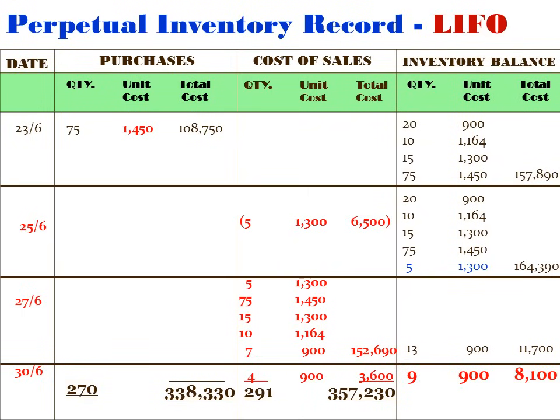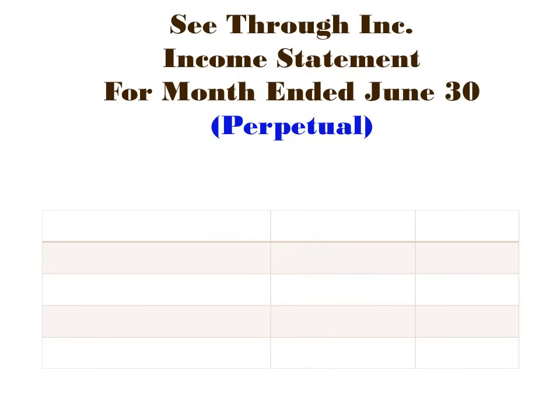Remember, the requirement of part two is to calculate the gross profit. Gross profit is sales revenue minus cost of goods sold. So here we already have cost of goods sold of $357,230. So let's now go to our income statement. Remember that headings are very, very important. So we make note of our heading, See-Through Ink income statement for the month to June.